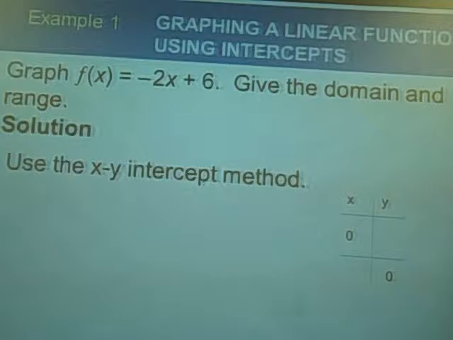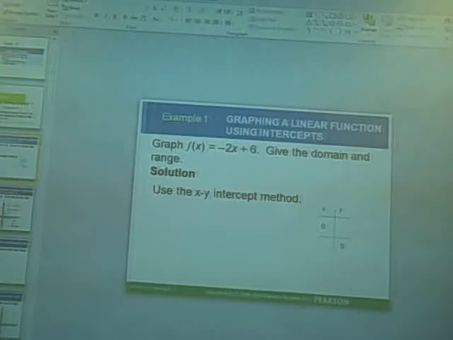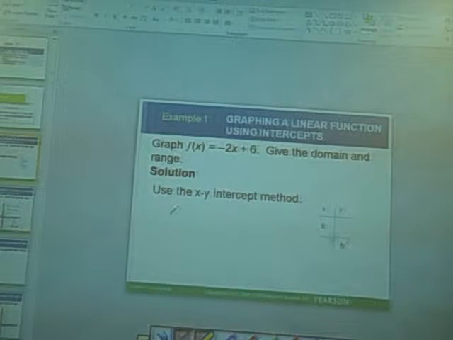Okay, here we have a graph. We want to graph this function, negative 2x plus 6, and we want to use what we call the xy intercept method. Basically, all we do here is, first you substitute 0 in for x and solve for y, and then you substitute 0 in for y and solve for x.